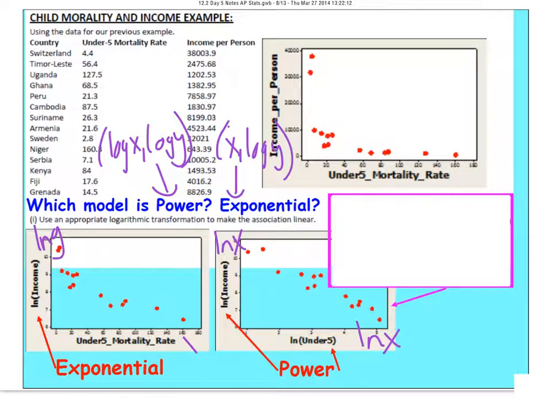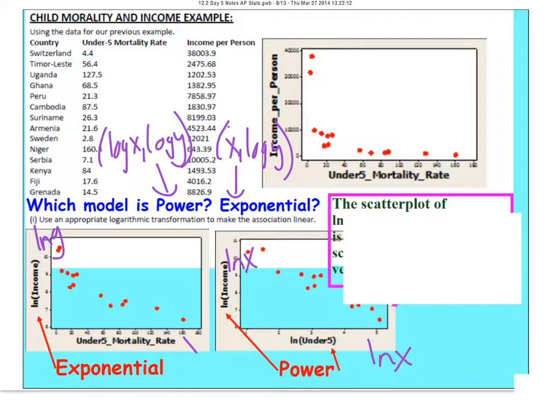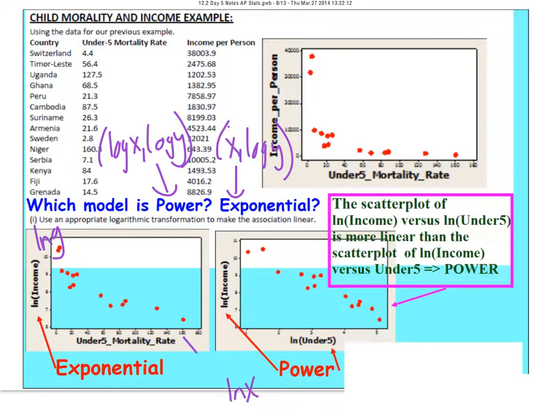Okay, which one's more linear? Well, if you look at it, here's my analysis. The scatter plot of the natural log of income versus the natural log of under 5, which again was right here, our natural log of x and our natural log of y, that scatter plot is more linear than the scatter plot of this function. Therefore, my answer is the power function is going to be the one that is best to use to linearize my data.